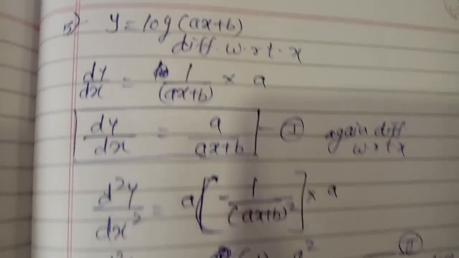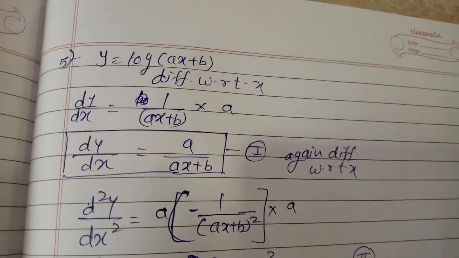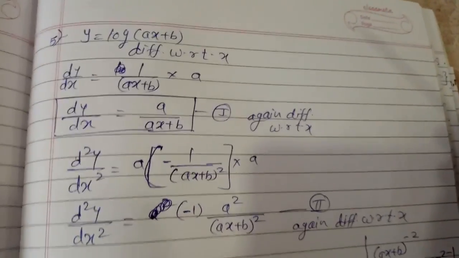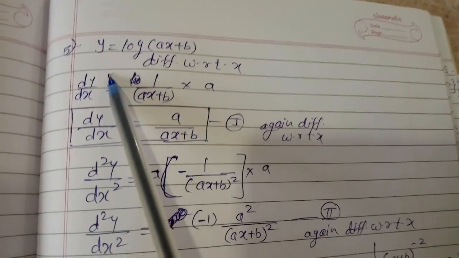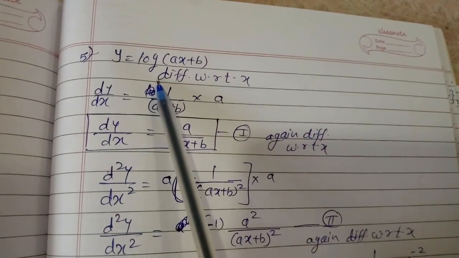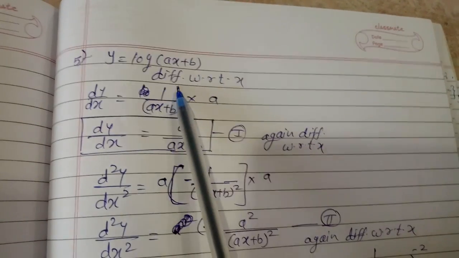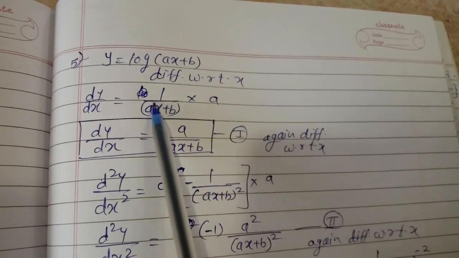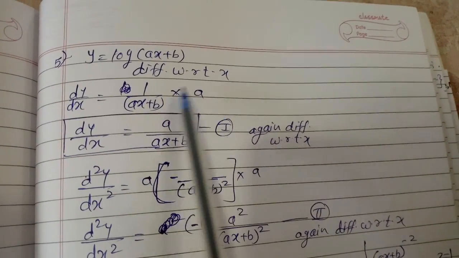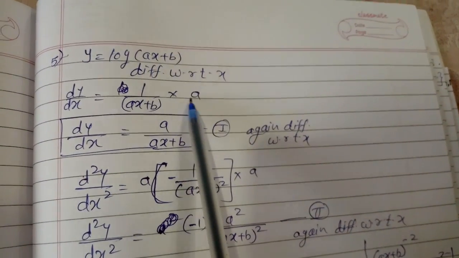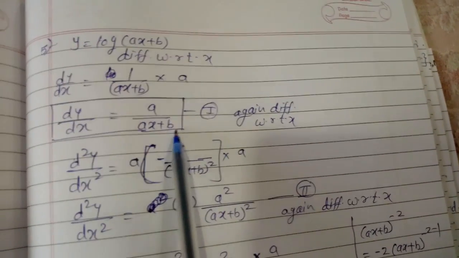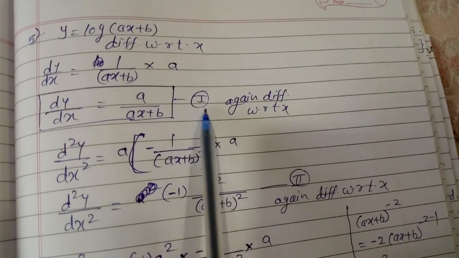Now see example number 5. If we understand the first example and second example, then the remaining examples we can solve easily. So the example is y is equal to log of (ax plus b). Find out the first order derivative. You know that the derivative of log x is 1 upon x. So 1 upon (ax plus b) into the derivative of this bracket, that is a. So we can arrange this this way, that is a upon (ax plus b). So this is my first order derivative.